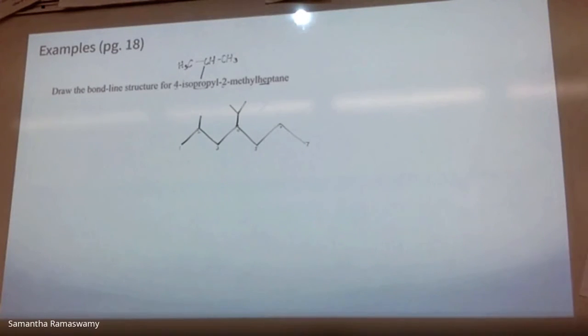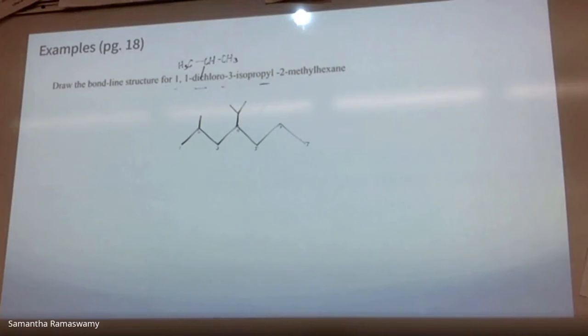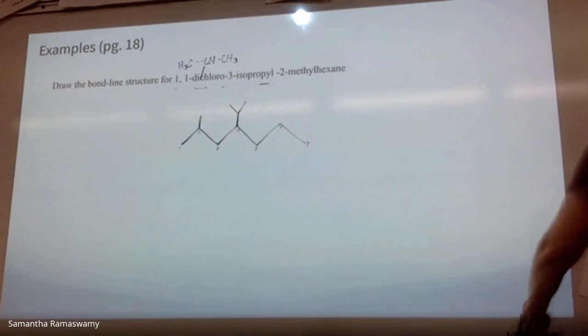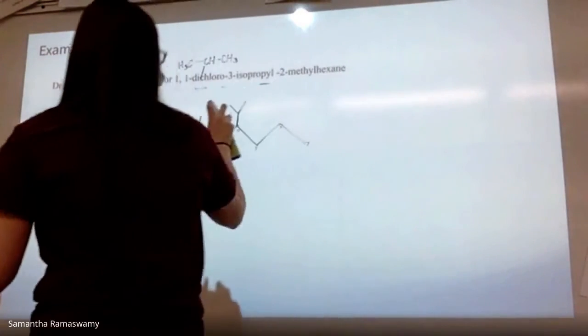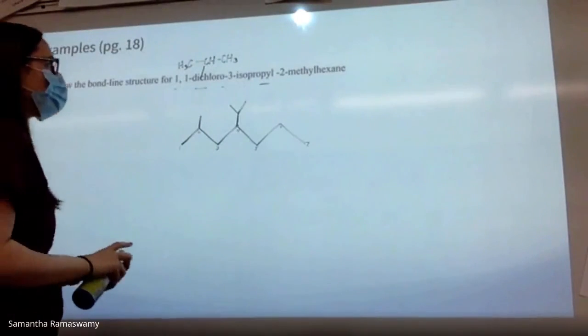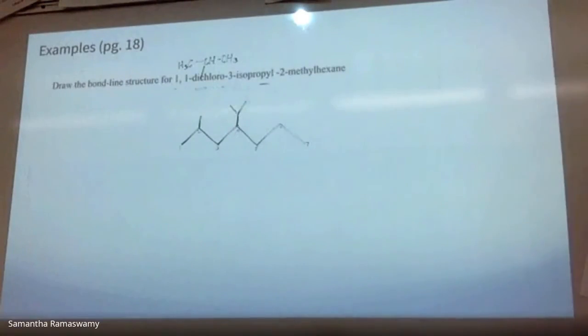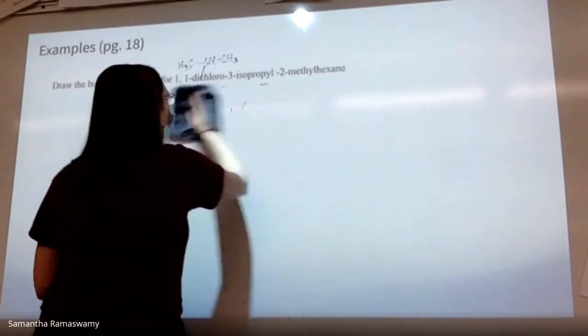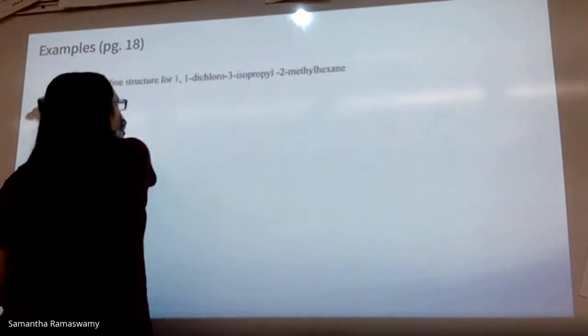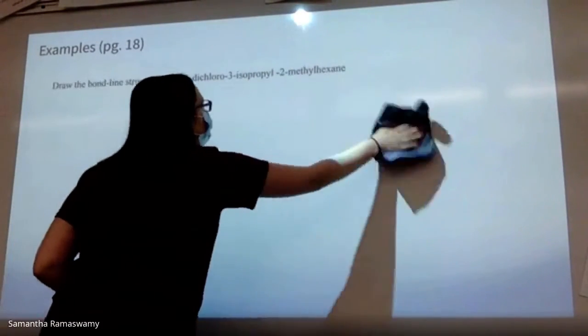So see if you can work through the next one. See if you can use what we just did to draw the bond line structure for 1,1-dichloro-3-isopropyl-2-methylhexane. So start backwards. Draw your parent chain first. Then look at all of your substituents.